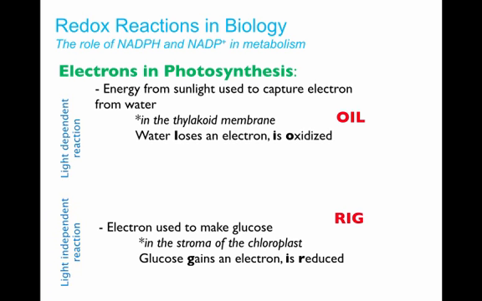So you can think of it like this. In the light-dependent reaction, an electron is being harvested. Power is being generated from sunlight. So it's almost like the thylakoid membrane is a solar power plant. It's generating electrical power by freeing up this electron.